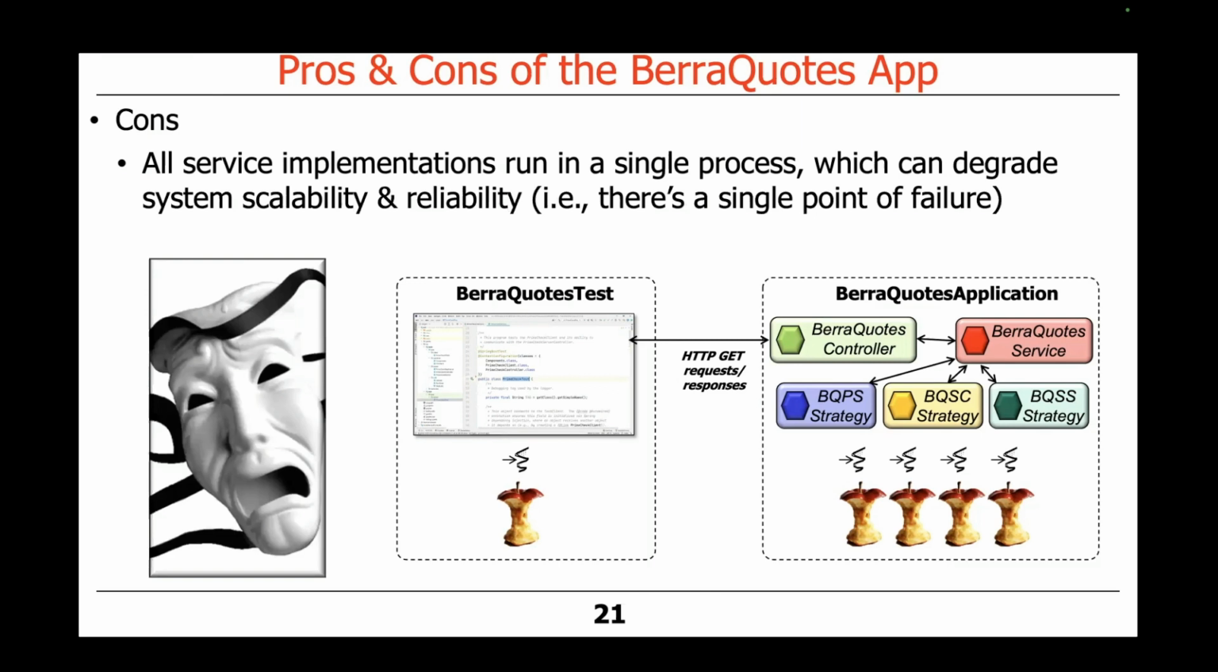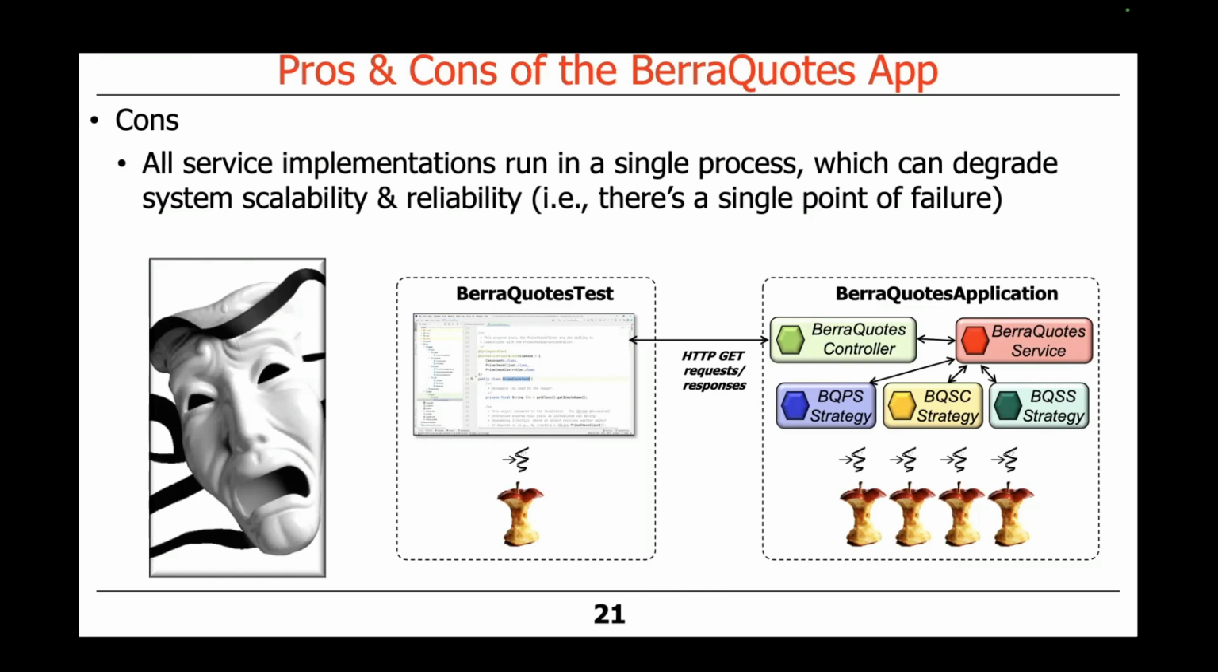Because everything runs in a single process, we might actually degrade system scalability. If you had lots and lots of clients that are banging away on the BerraQuotes server, that could become a single point of contention. And we might also have some issues if this process were to crash, then we would have a single point of failure.